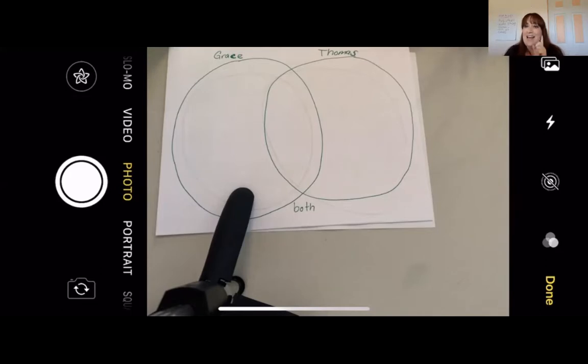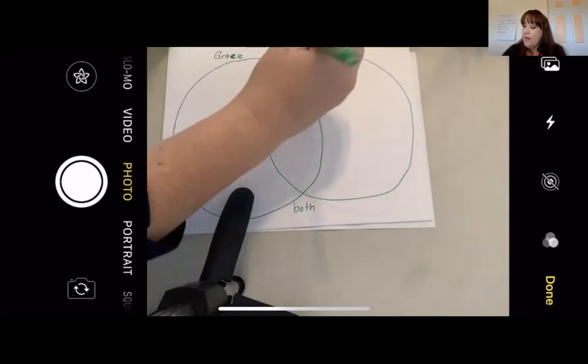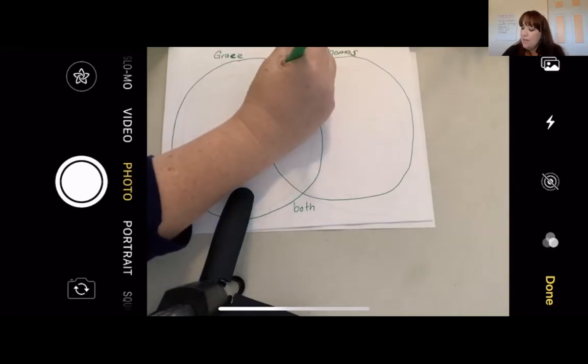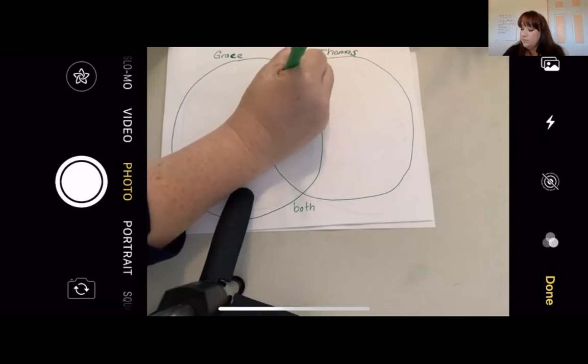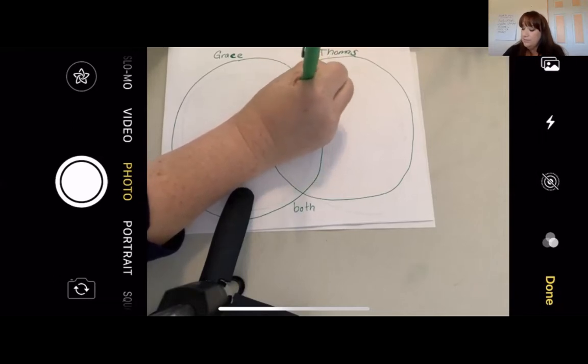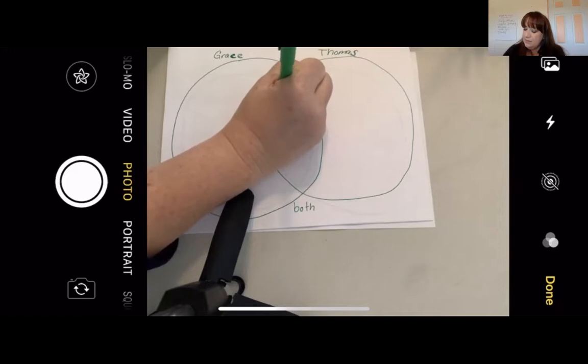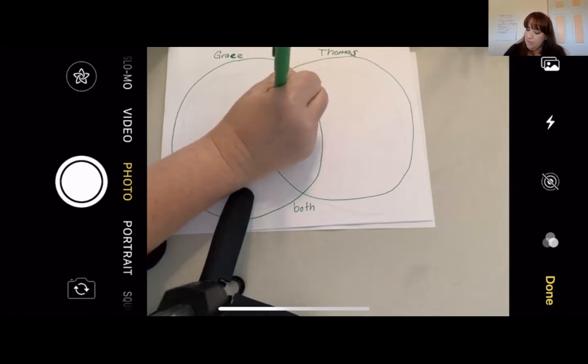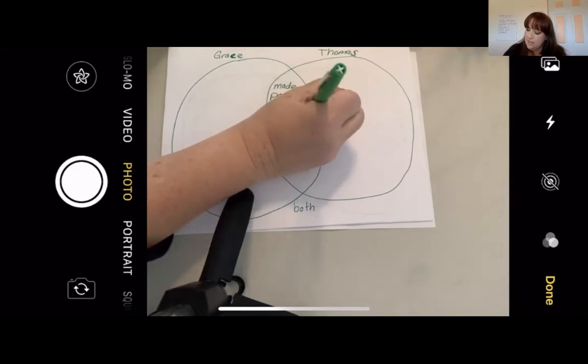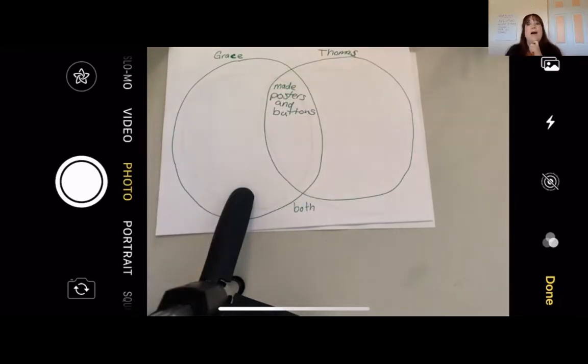Oh, excellent, excellent point. Both of them made posters and buttons. That is an excellent, excellent point. Okay, what is true of Grace's campaign that was not true of Thomas's campaign?